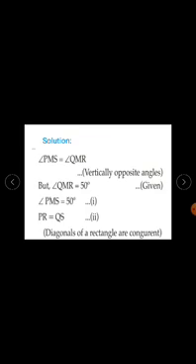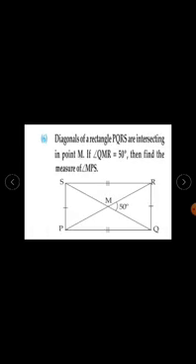Now solution. Angle PMS equal to angle QMR, vertically opposite angles. But angle QMR is given 50 degree. It means angle PMS is also equal to 50 degree. And this is your equation 1. Now PR equal to QS, this is your equation 2, because diagonals of a rectangle are congruent.